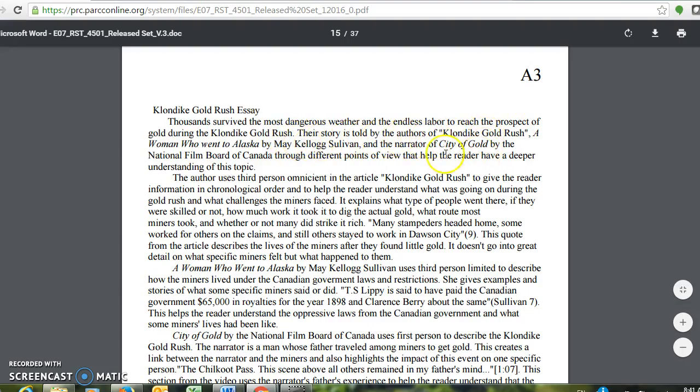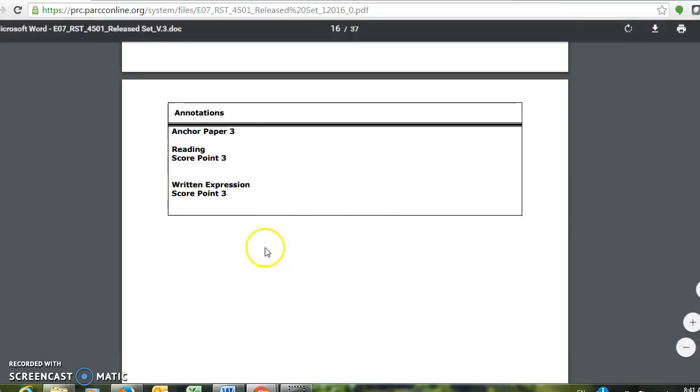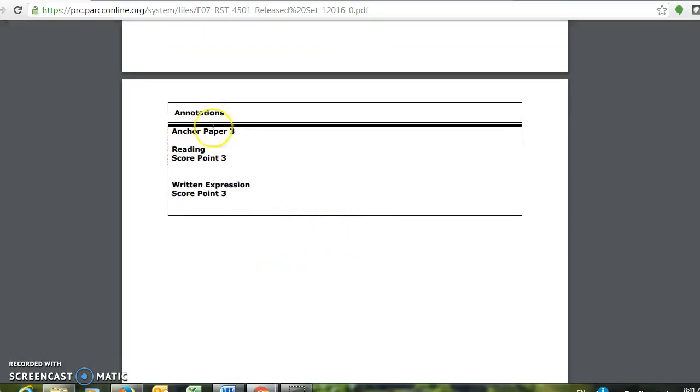"Their story is told by these authors through different points of view that help the reader have a deeper understanding of this topic." That's basically this writer just taking the prompt and turning it into a thesis statement. And that's very well done, and that is very acceptable. And this essay got a very nice score, a 3 and a 3. That's well done, and this writer could have gotten a 4 or a 5 on PARCC with those scores.